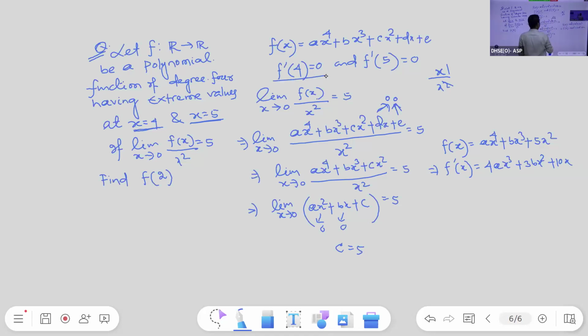f dash 4 is equal to 0. So f dash 4 is equal to 64 into 4, 256a plus 48b plus 40 is equal to 0. And f dash 5 is equal to 0. f dash 5 is equal to 500a plus 75b plus 50 is equal to 0.